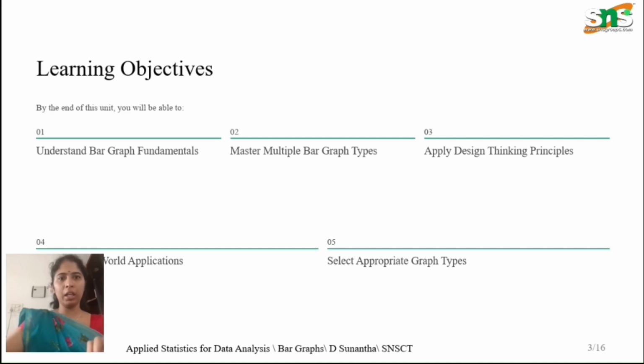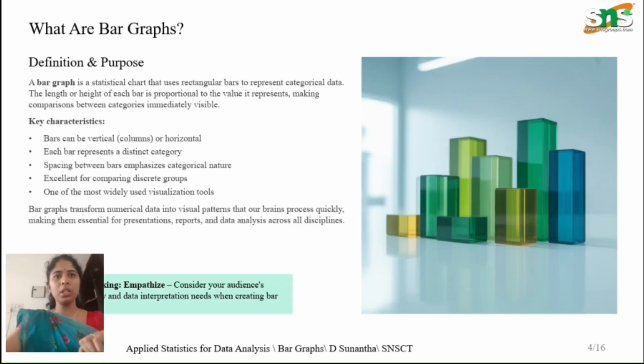Here are the learning objectives. Understanding the fundamentals of bar graphs, differentiating between simple, multiple, compound and percentile bar graphs. Next, select the appropriate graph for a given dataset. Interpret graphical information effectively. And applying bar graphs to real world statistical problems are the learning objectives of this video. So let us see what a bar graph is.